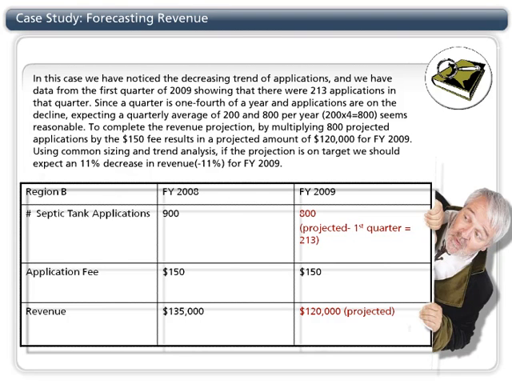To complete the revenue projection, multiplying 800 projected applications by the $150 fee results in a projected amount of $120,000 for fiscal year 2009. Using common sizing and trend analysis, if the projection is on target, we should expect an 11% decrease in revenue for fiscal year 2009.